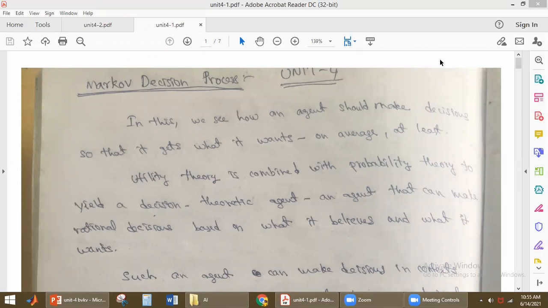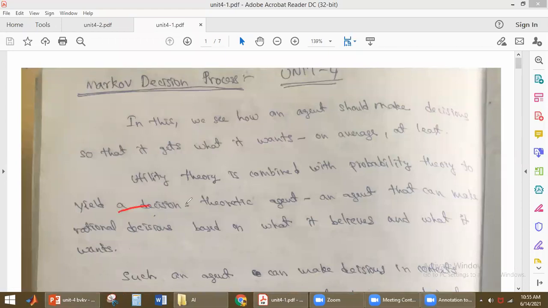the decision theoristic agent. This is the agent. It is going to take the decisions in uncertain environments and whenever there are conflicting goals, this agent will be able to take the decisions properly. This decision theoristic agent is based on utility theory and probability theory. These two theories are combined. So based on these two theories, this agent will be able to take the decisions.